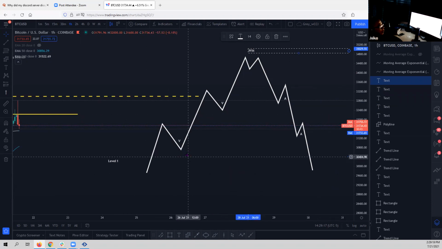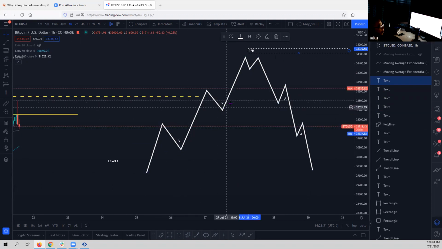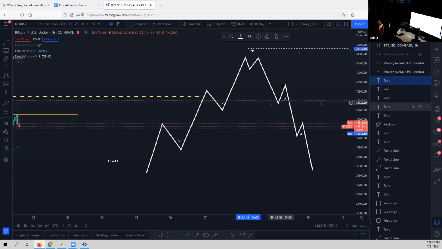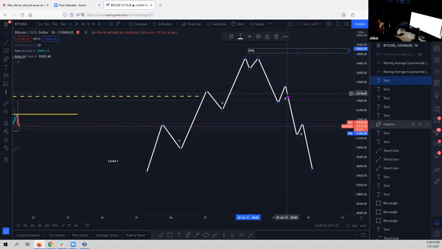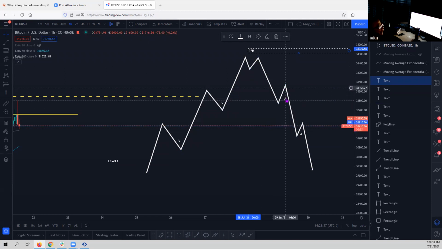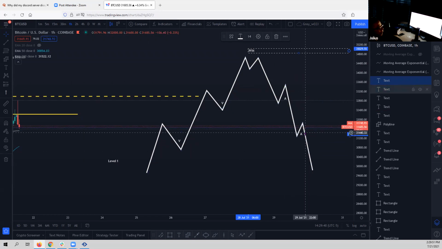But here, these pullbacks, he calls them V's here. He calls them A's here. The pullback is going down, pull back up. And then you can make an A pattern. So this is an A pattern. This is the second leg of the A pattern. This is the first leg off of peak formation high. This is the third leg.